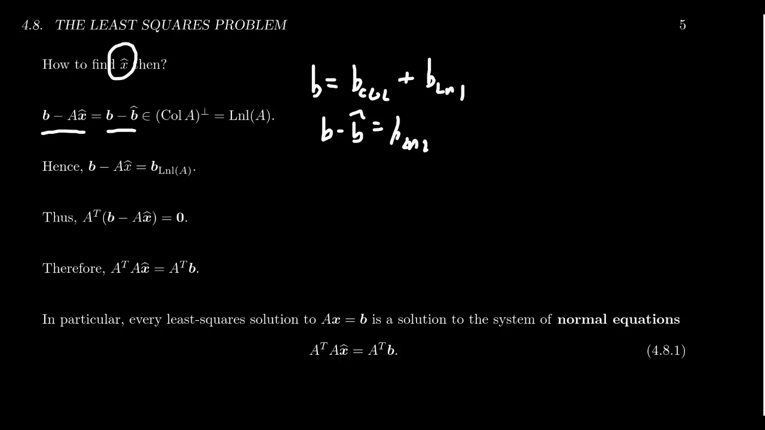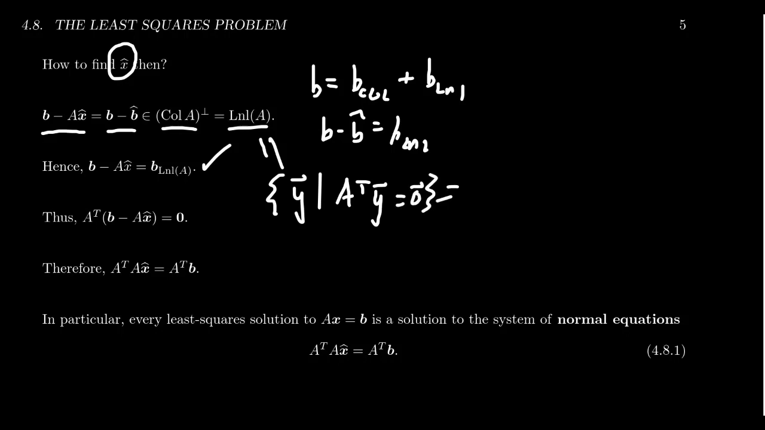And so B minus B hat will live inside the orthogonal complement of the column space, which is none other than the left null space. That is, B minus AX hat is inside the left null space. And remember, the left null space is the set of all vectors Y such that A transpose Y equals 0, because the left null space is just the null space of A transpose. Now, I should mention that if you're solving the least squares problem over a complex matrix or a complex system of linear equations, you have to replace all these transposes with conjugate transposes as usual. So B minus AX hat is inside the left null space, so when you multiply it by A transpose, you have to get 0.